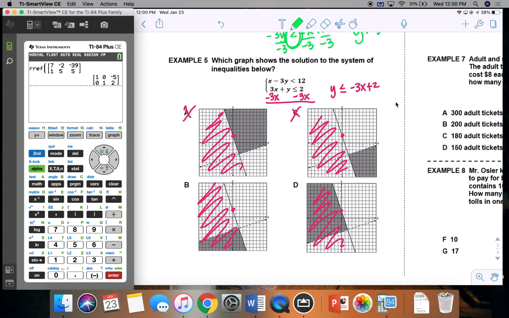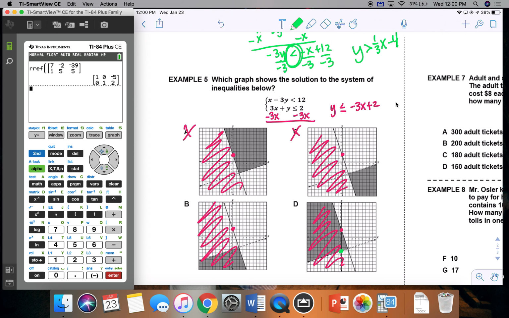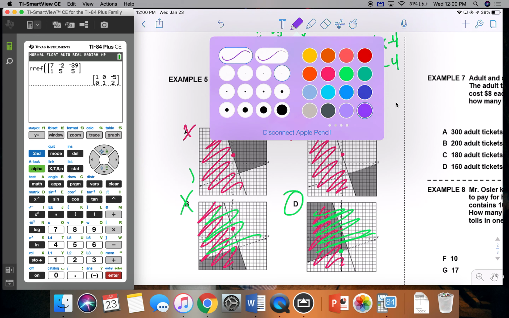Both of them have dashed lines. Both of them cross at negative 4, so it's all about that shading. y is greater than negative 4, greater than would shade above the line. B does not have the shading there, but D does, so D is my answer.